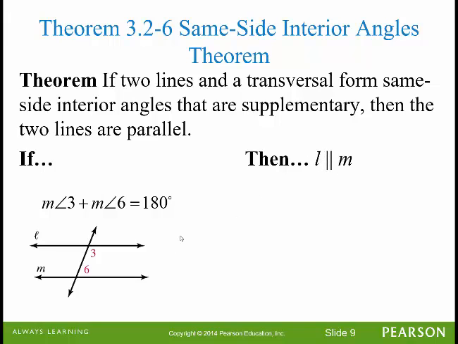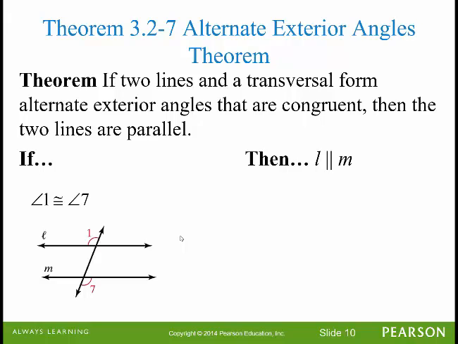We also have the alternating exterior angles theorem. If two lines and a transversal form alternating exterior angles that are congruent, then the two lines are parallel. So if we have line L and line M, and the alternating exterior angles, angle 1 and angle 7, are congruent, they have the same measure, then we can say line L is parallel to line M.